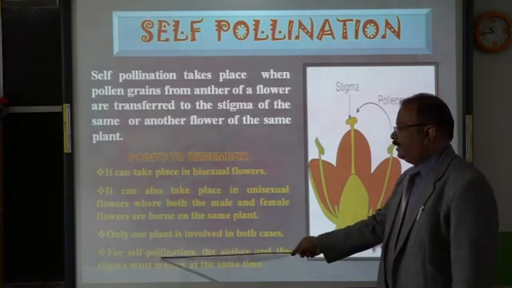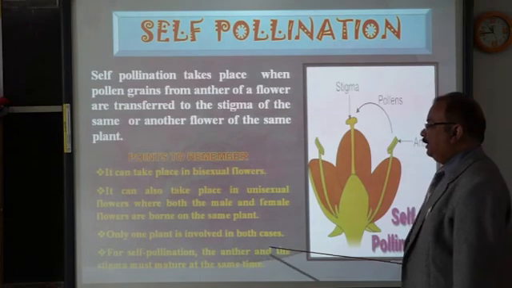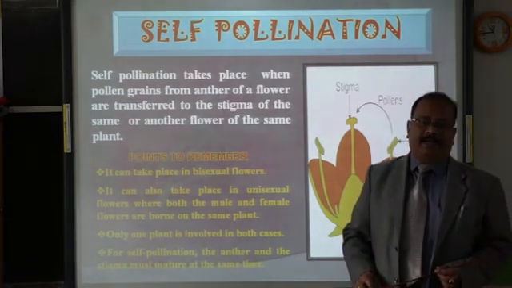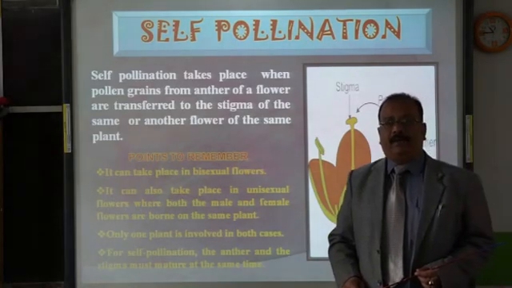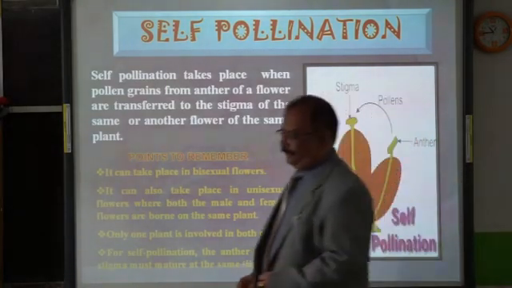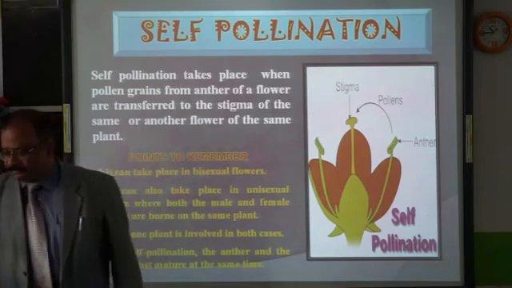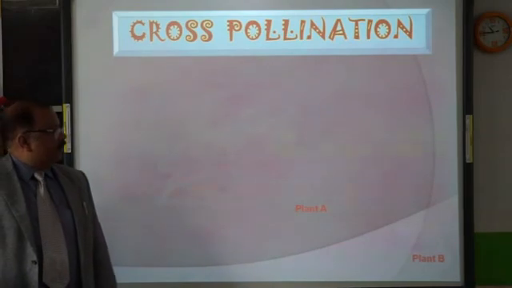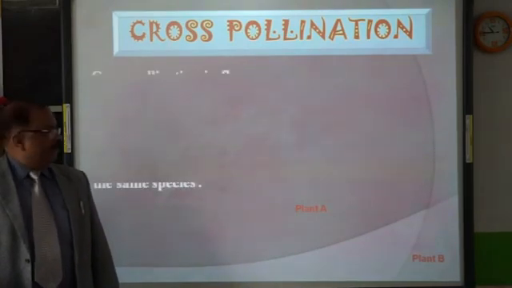The last one, for self-pollination, the anther and the stigma must mature at the same time. Otherwise, self-pollination will not take place. It will not be fruitful. Then comes the cross-pollination. Here, two plants are involved.